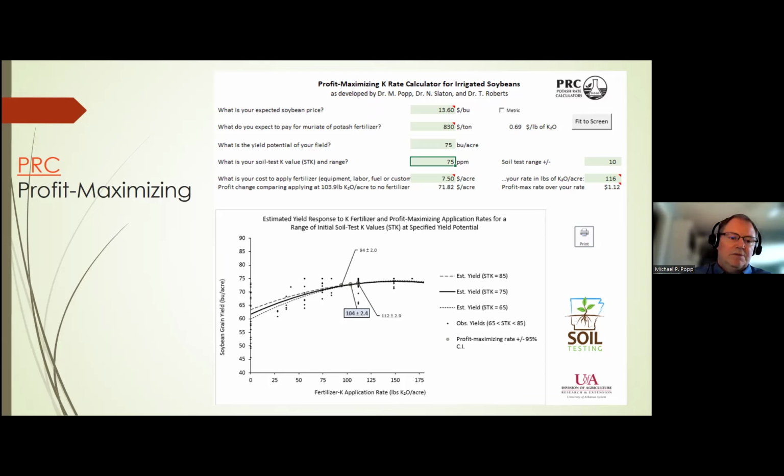Let's imagine you're at the bottom end of this curve, and let's assume that we get an extra bushel per acre for each pound of K2O that you're applying. Now, that's much steeper than what's on this curve right there, but if I could get an extra bushel of soybeans for a pound of fertilizer, I would gain $13.60 in terms of revenue, and it would cost me 69 cents to put that on.